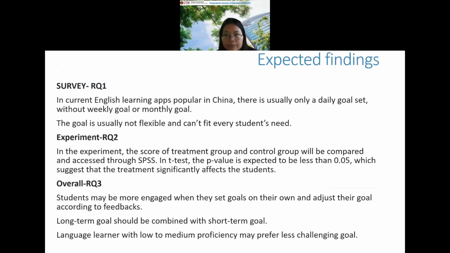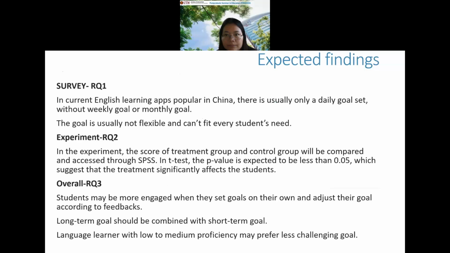For the second question, in the experiment, the scores of the treatment group and the control group will be compared, and in the t-test, the p-value is expected to be less than 0.05, which suggests that the treatment significantly affects the students.